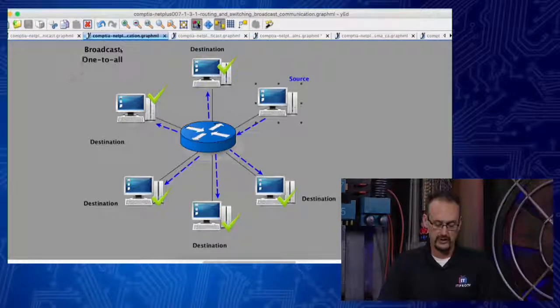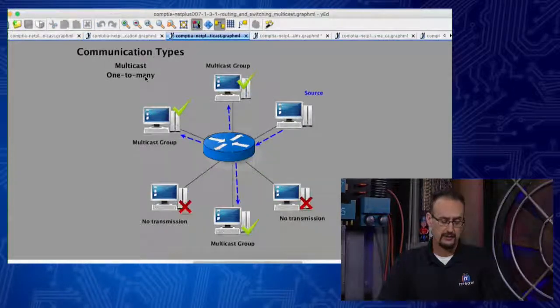Now we've got another one. This is the third most common type of communication that you have on your networks. And the third most common type of communication is what is known as a multicast communication.